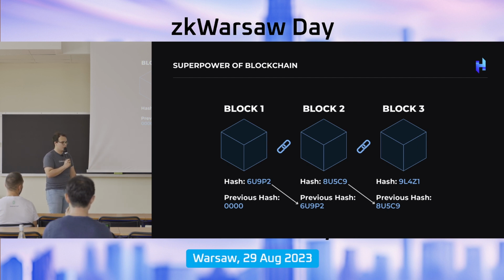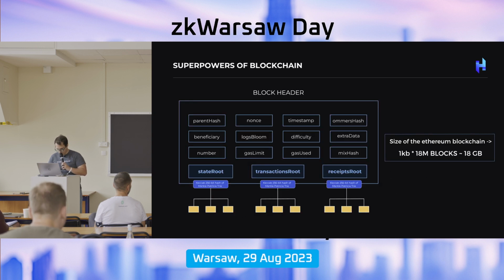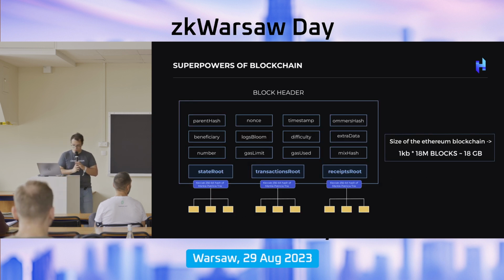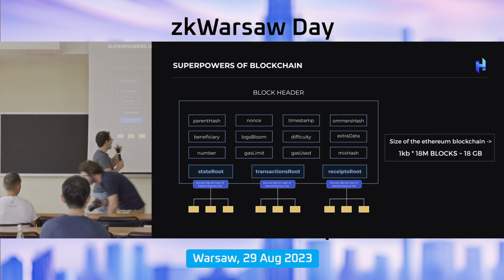But obviously, accessing that anything will require a lot of computational power and bandwidth. And that's how validity proofs can be very helpful. So let's talk about the structure of the block header and why you really need validity proofs in that case.